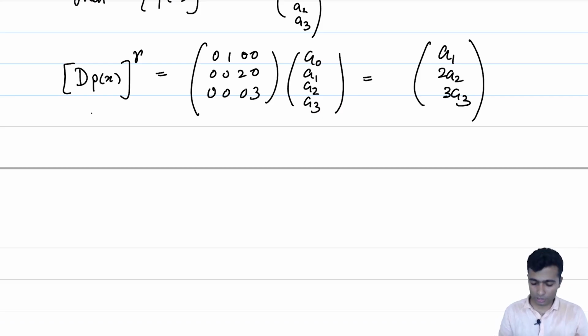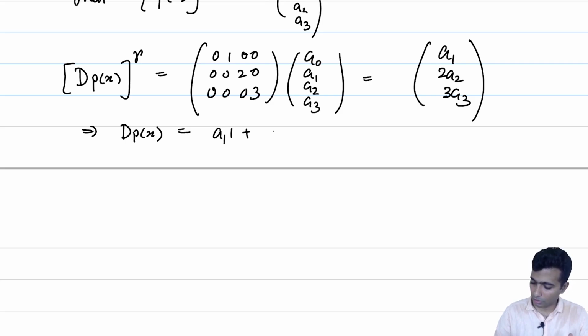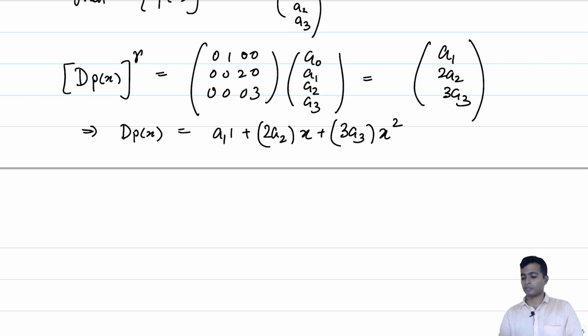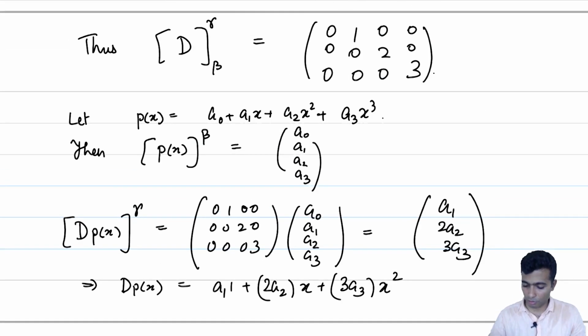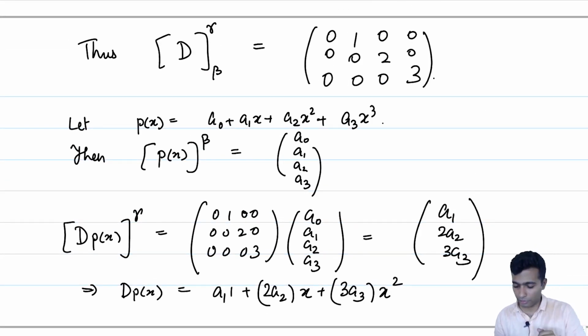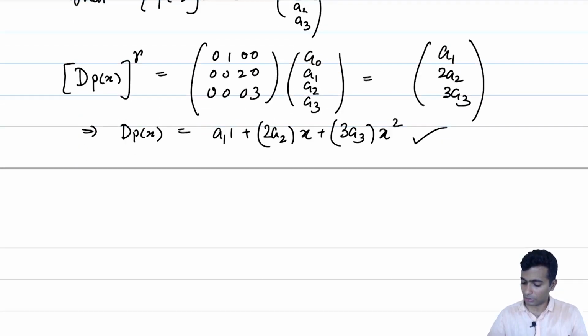And by the very definition, what is this? Let's check whether what we have got is right. This implies dP of x with respect to gamma is A1 times 1 plus 2A2 times x plus 3A3 times x square, which exactly turns out to be our derivative of P of x. What is the derivative of P of x? It will just turn out to be A1 plus 2A2x plus 3A3x square, which is what we have got here. So yes, this does work.